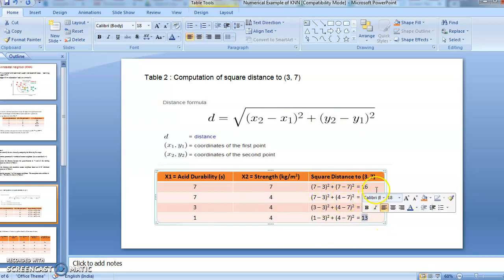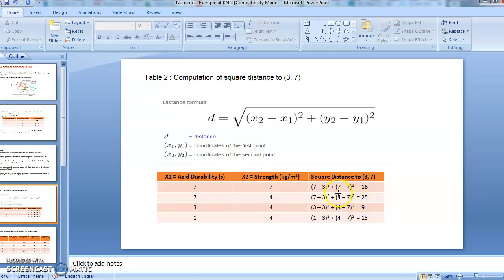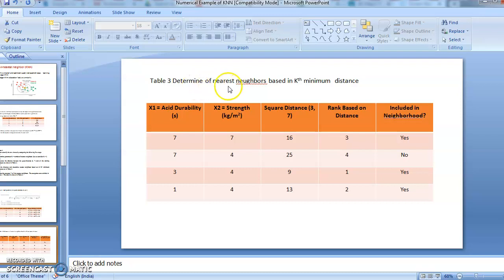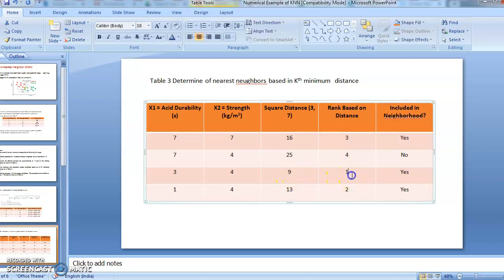So in the second step we have calculated the distances of all the data points from the new point. Now the next step is to rank the given samples based on the distances. Which is the minimum? 9 is the minimum, so we will rank it as 1. Sort the distances in ascending order and give the ranking. So 9 is first rank, 13 is the second rank, 16 is the third rank, and 25 is the fourth rank. Are you getting how we have done the ranking? Ranking is based on the ascending order of the square distances.